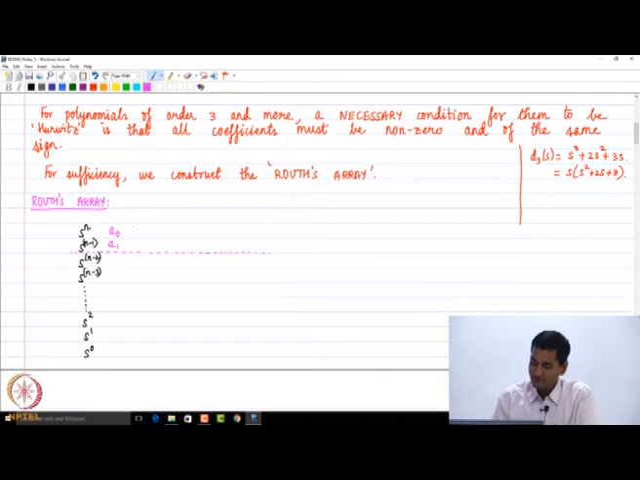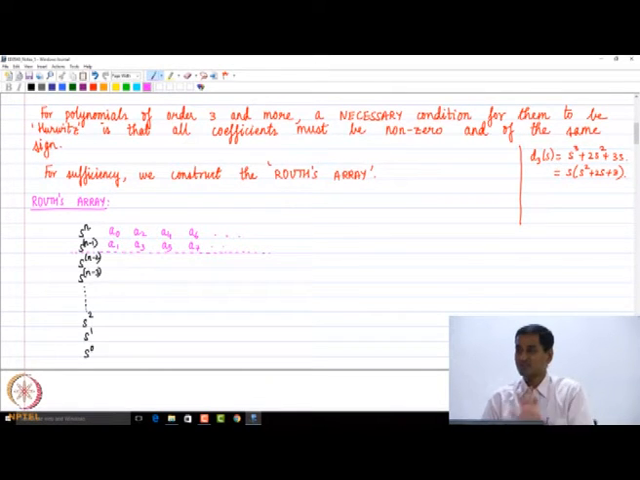I go here and write it as a2, then a3, a4, a5, a6, a7 and so on, right? I keep on going till I get exhausted, so I stop with the coefficients. That's step number 1. Is it clear? That's what we do to begin with.